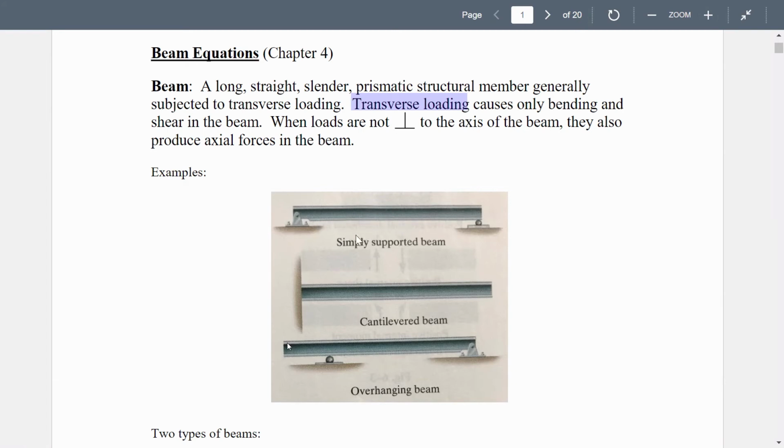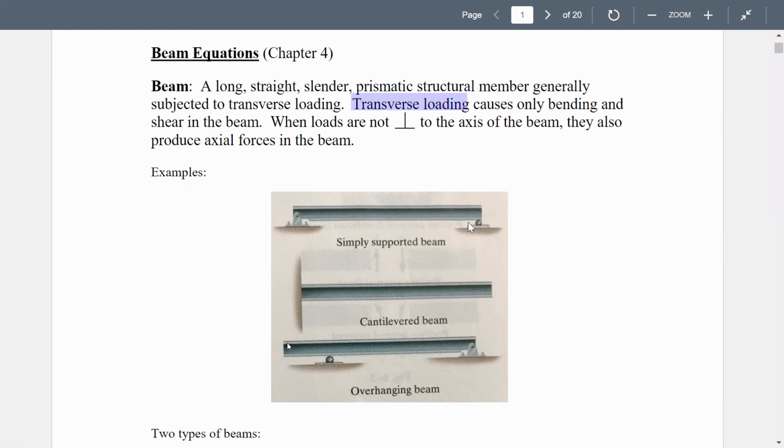3 examples. This is a simply supported beam. Pinned, roller. Cantilevered beam, fixed at this wall, free at the other end. And this one, it is overhanging. I'm sorry, this is pinned, and then here we have a roller. So this is overhanging.